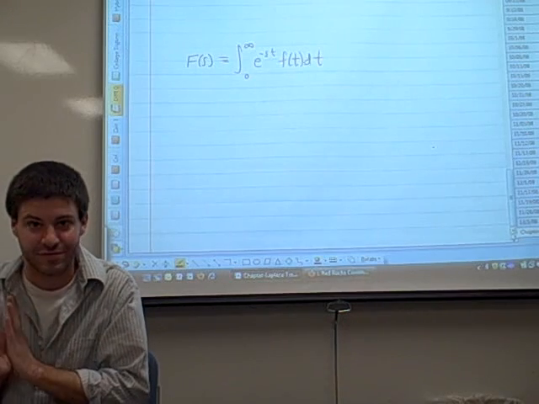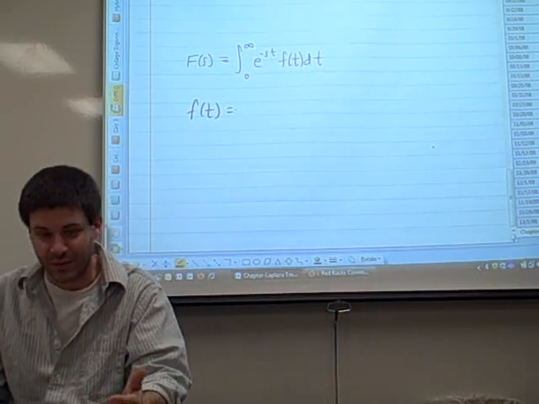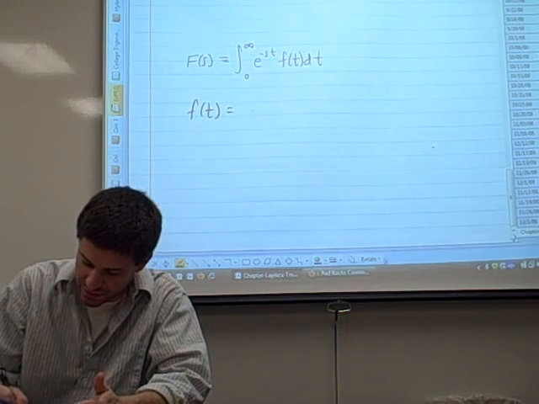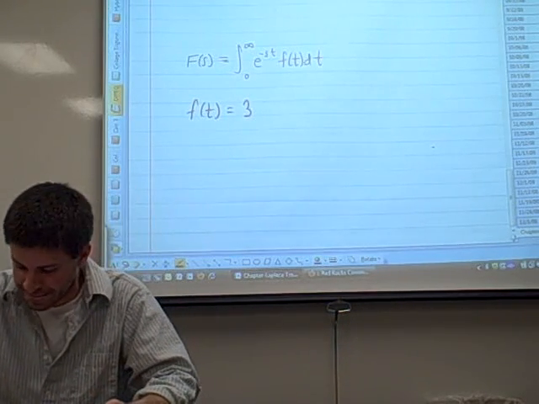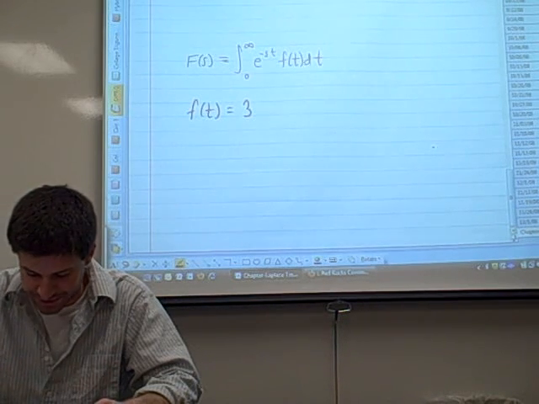The deal. We're going to get a function. I'll call it f of t. In this case, I'll make up a function. I'll say f of t equals 3. And we want to take the Laplace transform of that function.